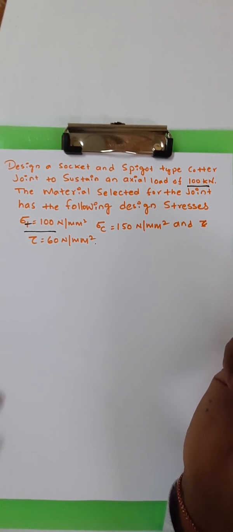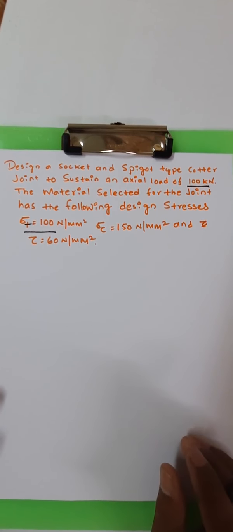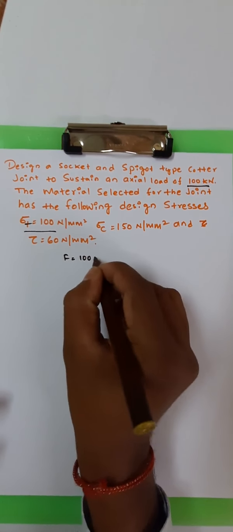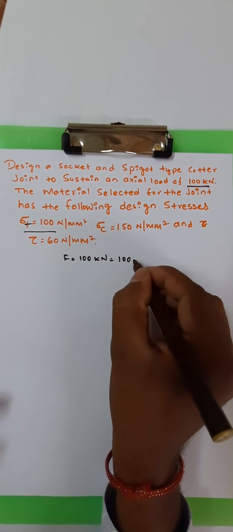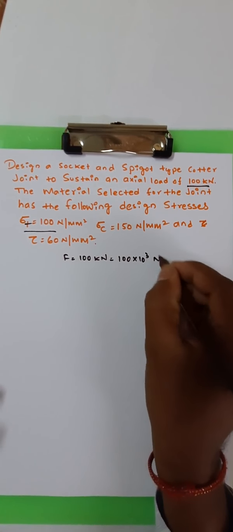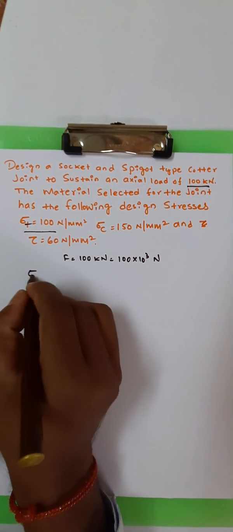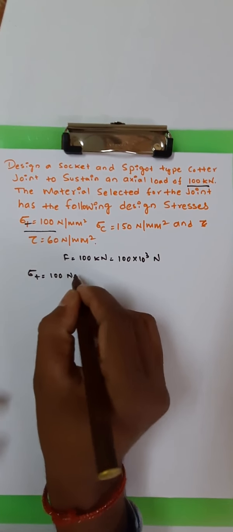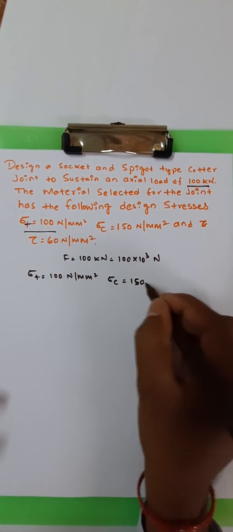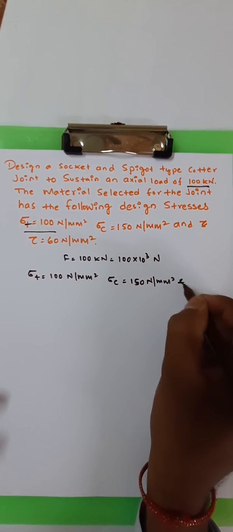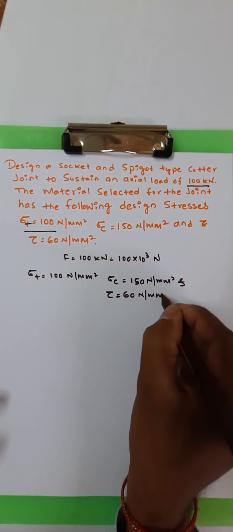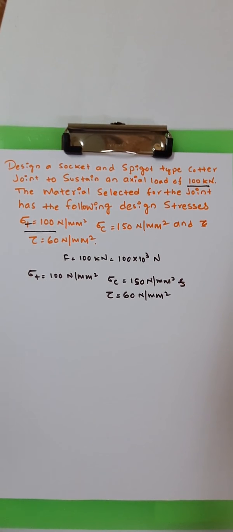First let us note down the given data with respect to this problem. Here there is the axial load, so F is equal to 100 kilonewton, that is equal to 100 into 10 power 3 newtons, and also we have sigma t is equal to 100 Newton per mm square, sigma c is equal to 150 Newton per mm square, and tau is equal to 60 Newton per mm square.